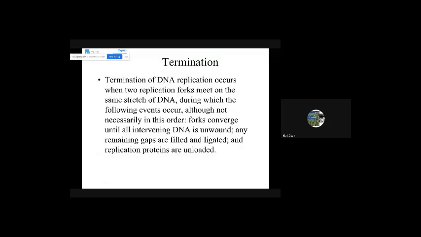Eventually, we get to termination. Termination happens when 2 replication forks meet on the same stretch of DNA. Not necessarily in this order, but the forks converge. All the intervening DNA is unwound, and all the remaining gaps between those forks are filled in and ligated, meaning the Okazaki fragments are connected, the different pieces get connected, and all the replication proteins, the enzymes, the single-strand binding proteins, all those are removed from the DNA.